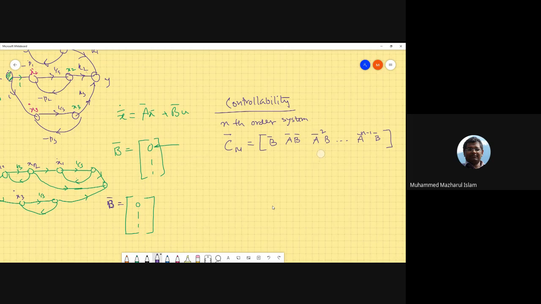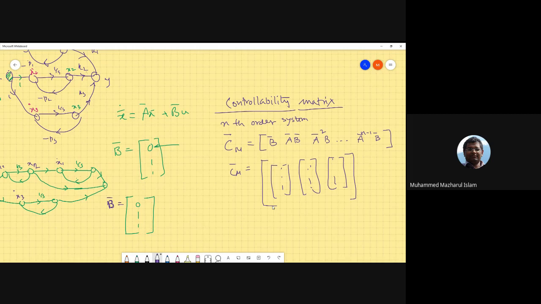This matrix is called the resultant. Its entries would each be a column: this one would be a column, this one would be a column, this one would be another column. So overall you will have a matrix. CM will be a matrix. This is called the controllability matrix.